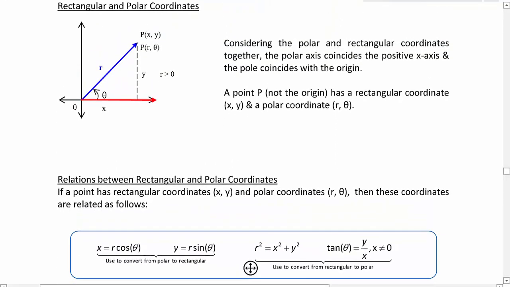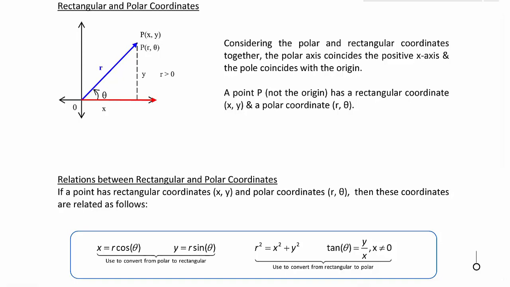I want to make sure we can still see our diagram. So if a point has rectangular coordinates of (x, y) and polar coordinates of (r, theta), then these coordinates are related as follows. x is equal to r times cosine theta. Well, that's nothing new. We already know this.